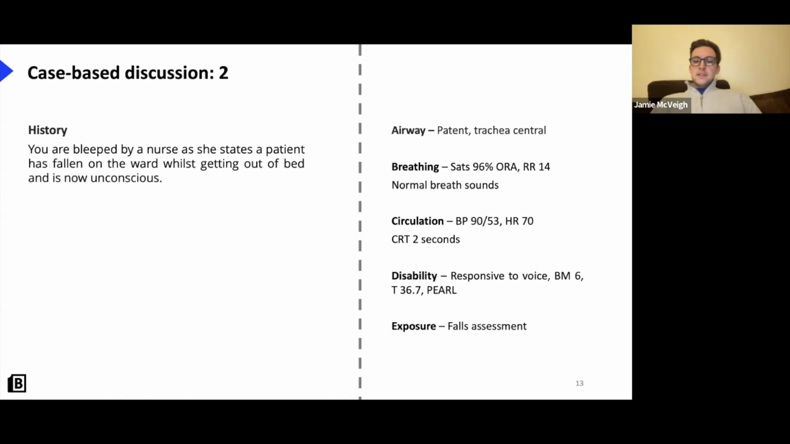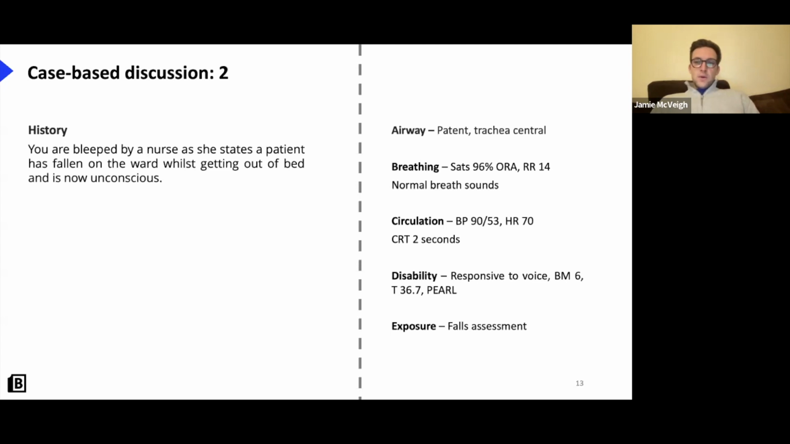Okay. So then moving on to D, they are responsive to voice when you get there. And that's a very reassuring sign because the nurse said that they're unconscious and they weren't responsive to anything, which indicates a GCS of 3. But now they're responsive to voice, so their GCS is going to be higher, at least above 10. So we're not worried about the airway. BM's fine, afebrile, pupils are fine.